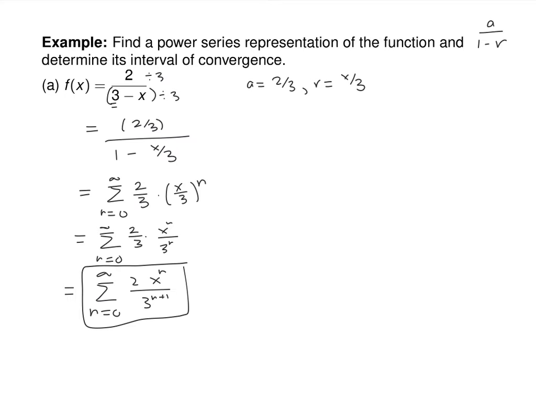And this is the first example where our radius of convergence is not going to be 1. This will converge if the absolute value of x over 3 is less than 1, which is the same thing as saying the absolute value of x is less than 3, or negative 3 is less than x, which is less than 3.